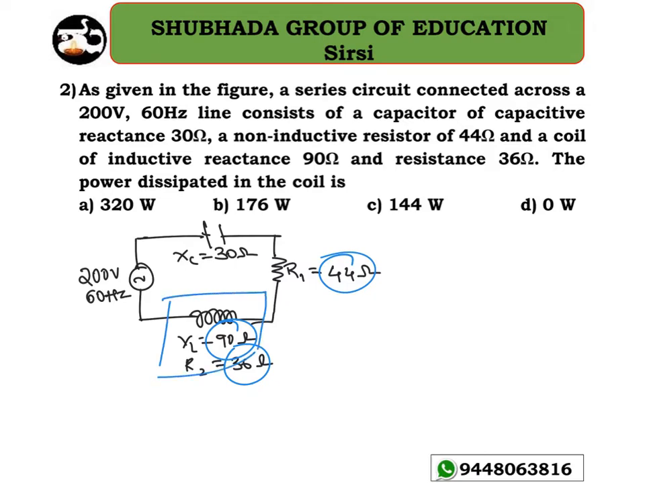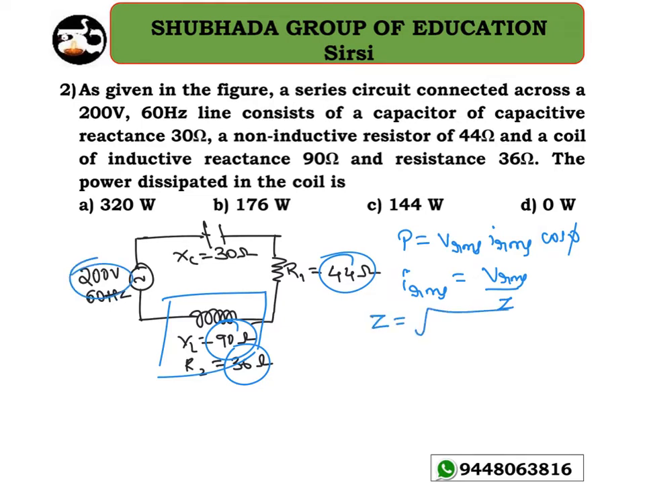So you know that power dissipated must be equal to Vrms into Irms into cos phi, correct? This is what you already know about it. So let's try to find out the value of the RMS current. Irms equal to Vrms divided by Z. We know the value of Vrms here, Vrms is 200 volt. Let's try to find out the value of Z.